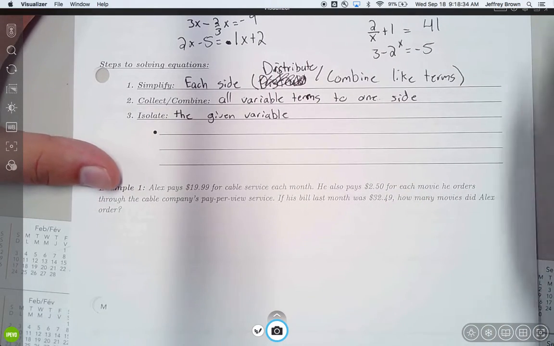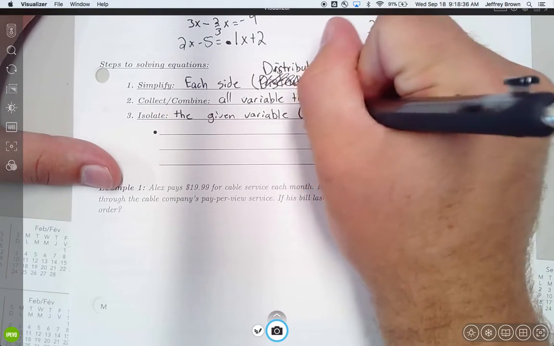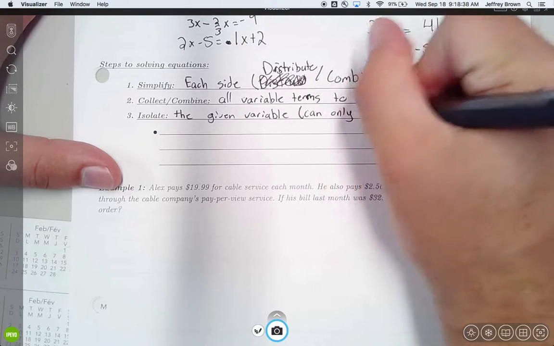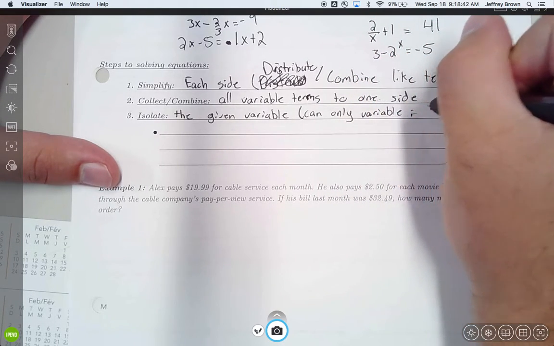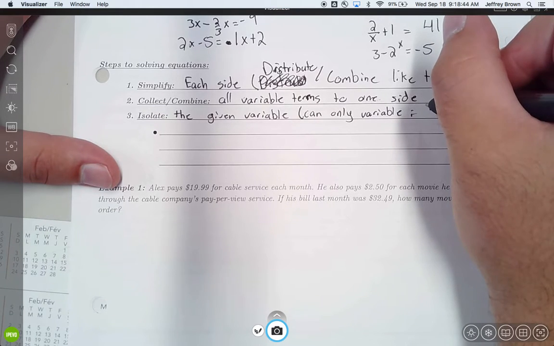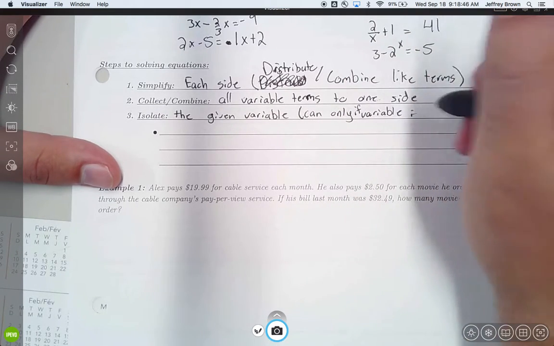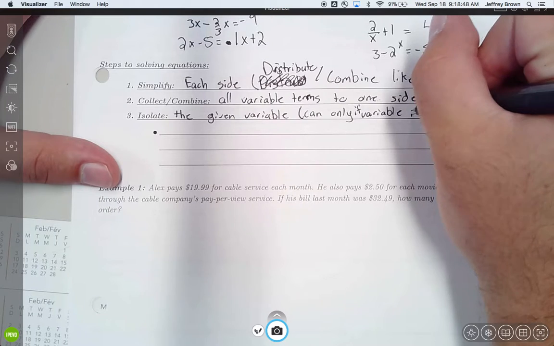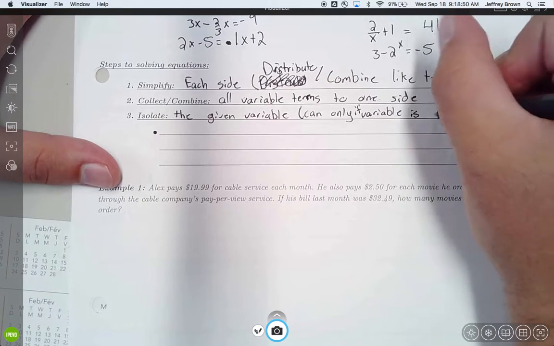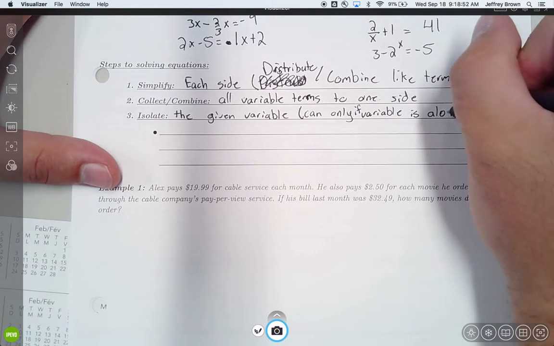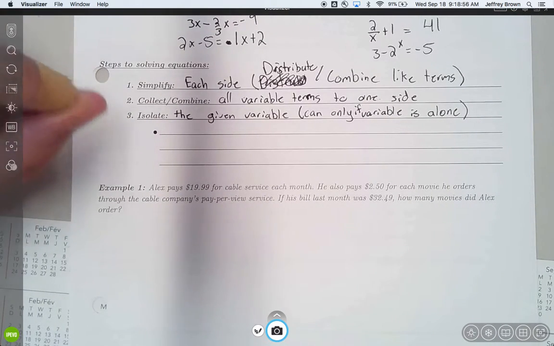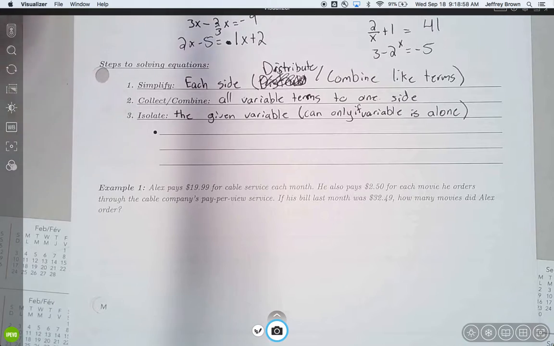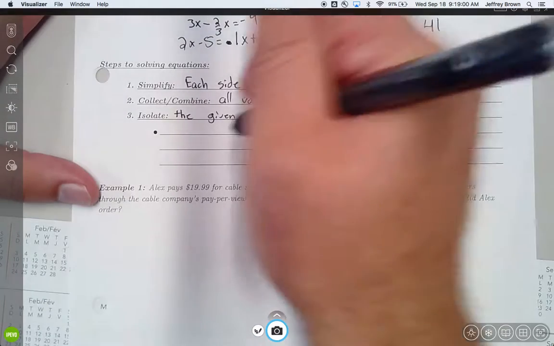Okay, and just a quick note here again, we can only solve for one variable at a time. So if I have multiple variables, I need the variable to be alone. So if I have any other variables with that, that's not going to work out for me. Okay, and just a quick note here, as far as how we do that isolation, we perform inverse operations.